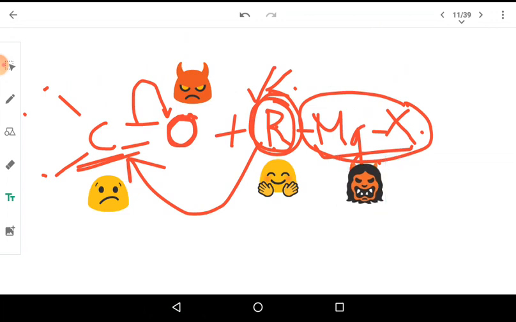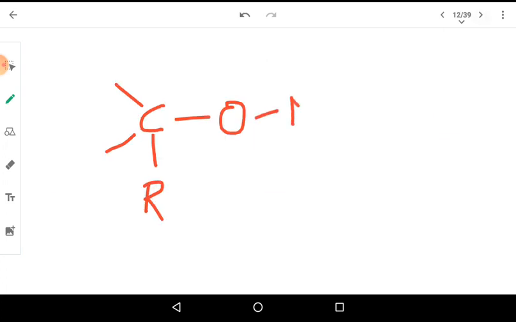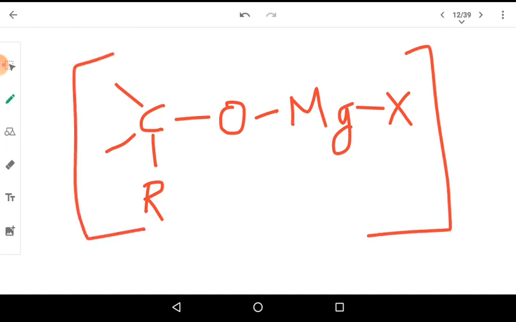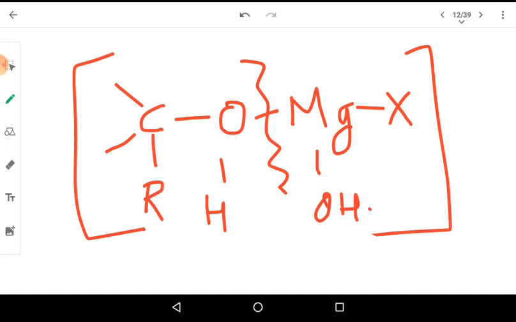Now what is happening is that all the cunning fellows, that is this and this, will join together, and as a result we have OMgX. This is an intermediate compound. Also we can call it an adduct. Now to this adduct we are going to add water. So when we are adding water, what is happening? The H+ is going to add on this side, and the OH is going to add on this side. Why am I adding it like this?